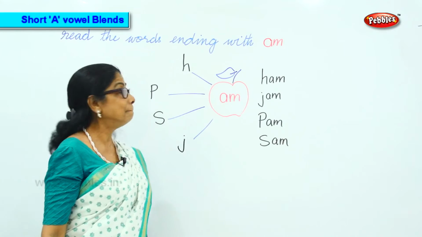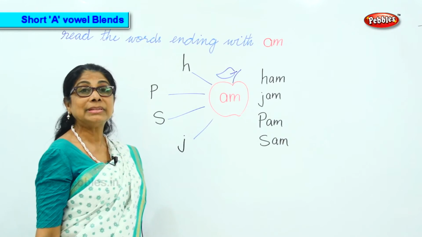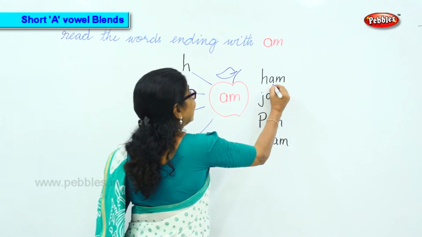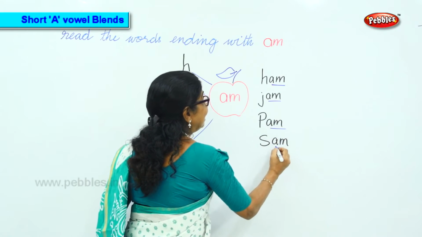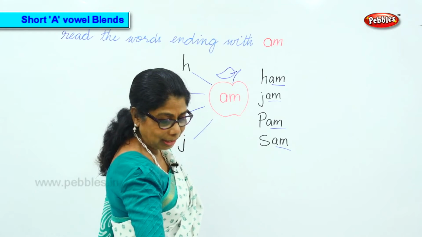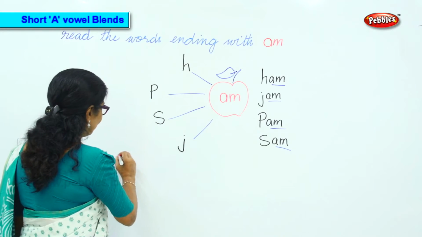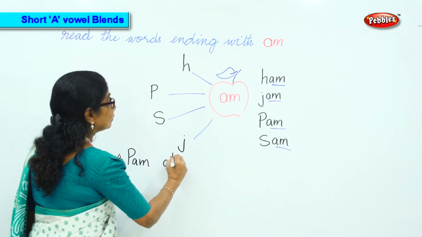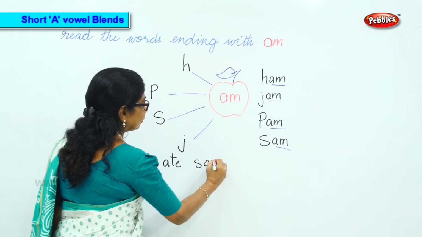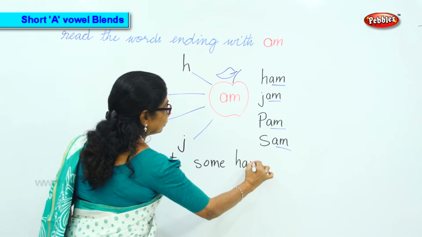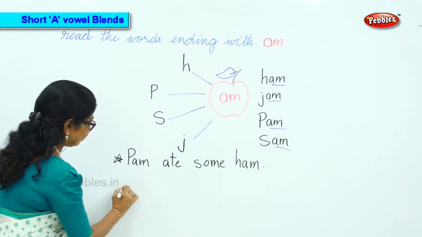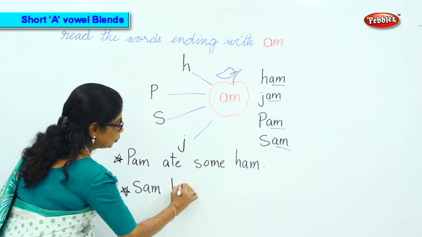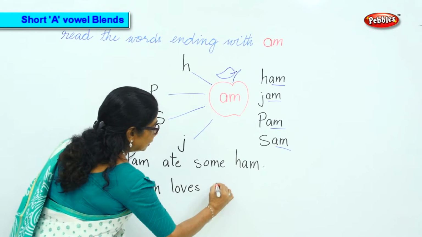So you have ham, jam, Pam, Sam. Okay? Now what letters you have used? The letters are A, M, ending. And we have put a letter in front. Now let us make some sentences. Pam, what does Pam do? Pam ate some ham. Okay. What about Sam? Sam loves jam.